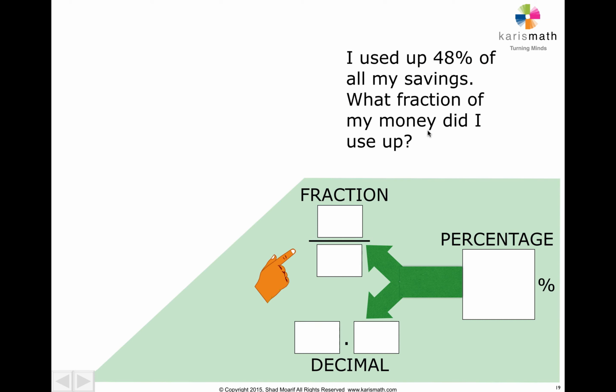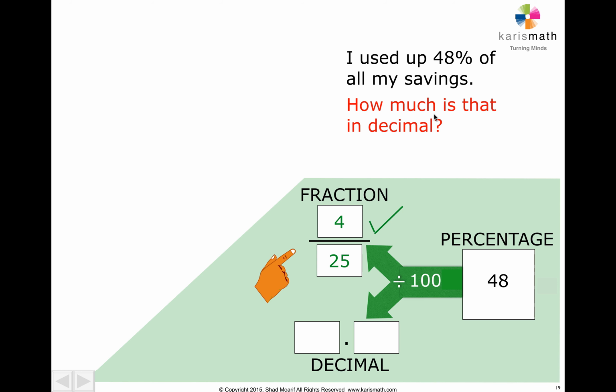So here we need to go to fraction. From 48%, we need to go to fraction. So we take this one. So we know we have to divide by 100%. It's 48% here. So if you divide 48 by 100, as a fraction, we'll just write 48 over 100, reduce that, and that's your answer, 12 over 25. That's the fraction of the money I used up. How much is that in decimal? Now it asks that question, so we'll write it as 48 over 100, that's 0.48. Right, there it is. Then you get this answer.